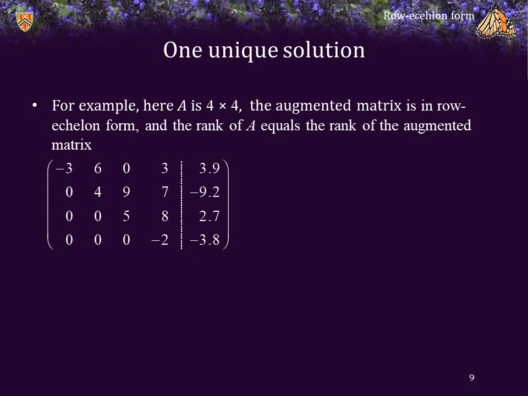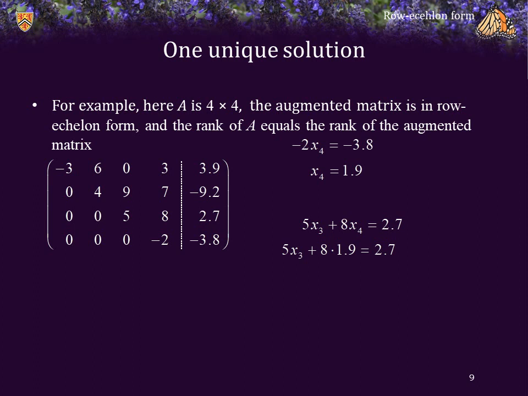Now, looking at the last line, this last row in the matrix says that negative 2 times x4 is equal to negative 3.8. So dividing both sides by negative 2 means that x4 is equal to 1.9. All right, let's go one row up. Looking at row 3. Row 3 says that 5 times x3 plus 8 times x4 is equal to 2.7. But we've just determined the value of x4, 1.9. So we can substitute that value of x4 into this equation.